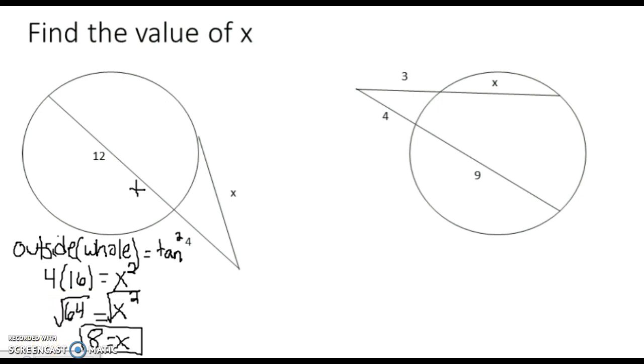When I finished it, I got x equals 8. 4 times 16 is 64, and then to get rid of the square, you would square root it, so x equals 8. Let's look at this next problem. Notice here you have an inside part and an outside part, and here you have an inside part and an outside part. Those are two secants, so you're going to use outside times whole for both of them. We would go over here and write our formula: outside times whole equals outside times whole.